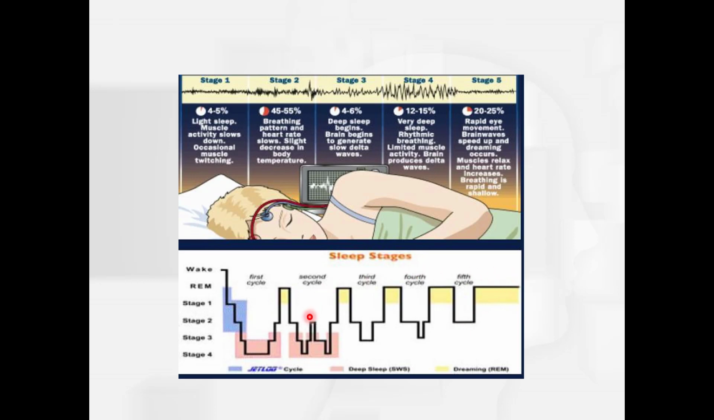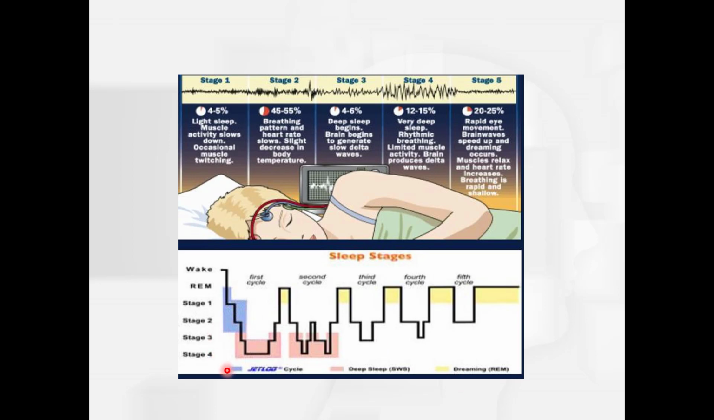What do you notice here about this latter part of the night? What do you see more? What are we spending most of our time in? REM sleep, right? This is highlighted in yellow. It's REM sleep, and that's when we do a lot of our dreaming. Again, not all of it, but a lot of our dreaming.